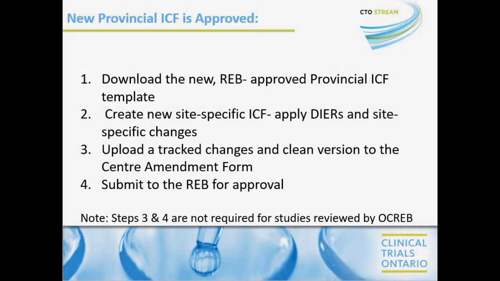During the study, if a new provincial ICF template is approved, you must follow the steps outlined in this video to create your revised site-specific ICF. That is, download the new REB-approved provincial ICF template, create your new site-specific ICF, apply your site-specific changes including any DIERs directly on the new provincial ICF template, upload a track changes and clean version of your new site-specific ICF into the Centre Amendment form, and submit to the REB for review and approval. Note, steps 3 and 4 are not required for studies reviewed by OCREB.